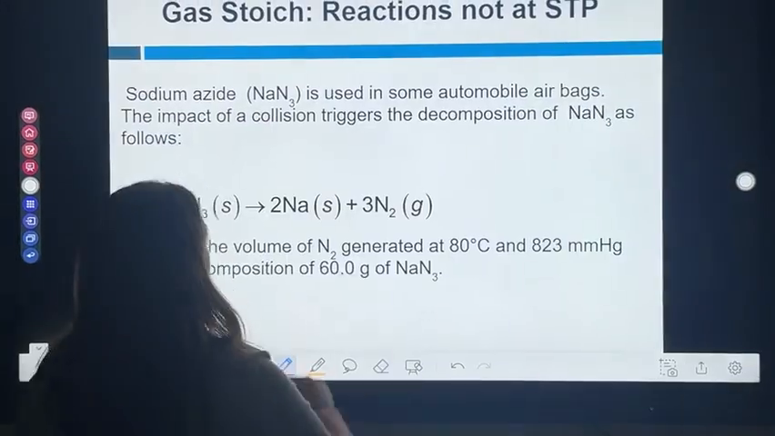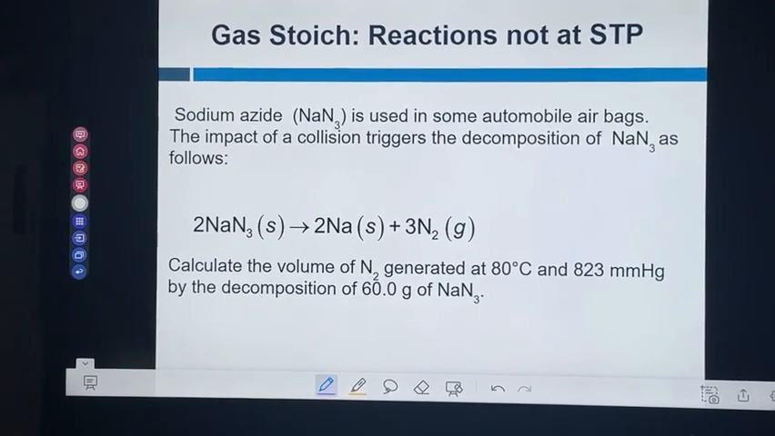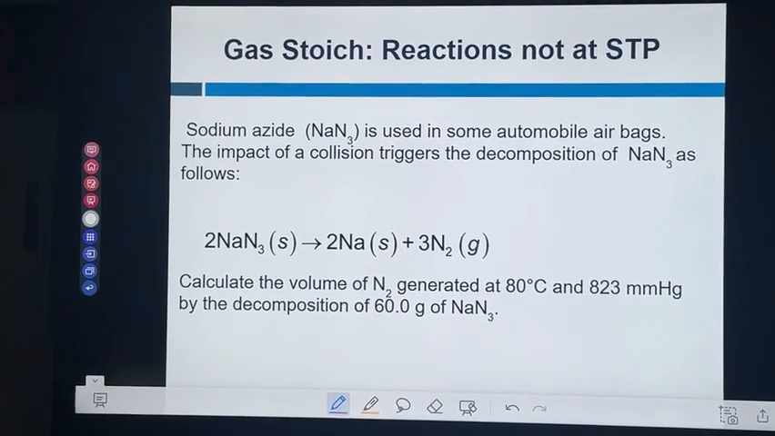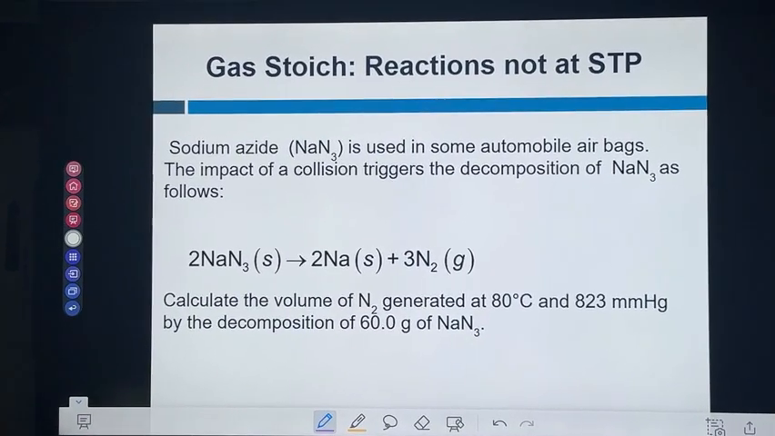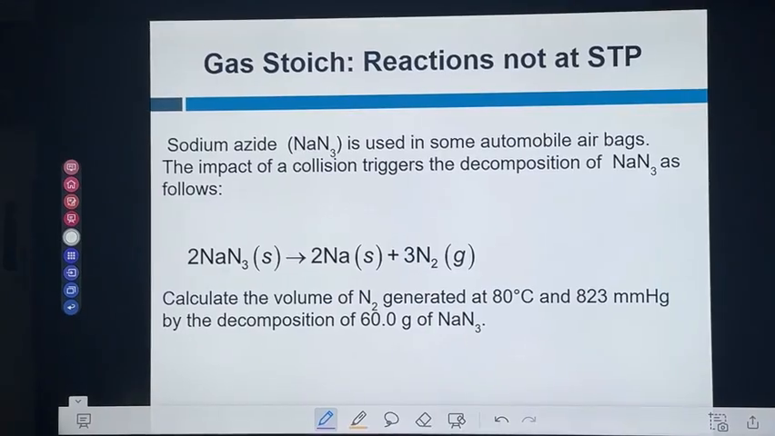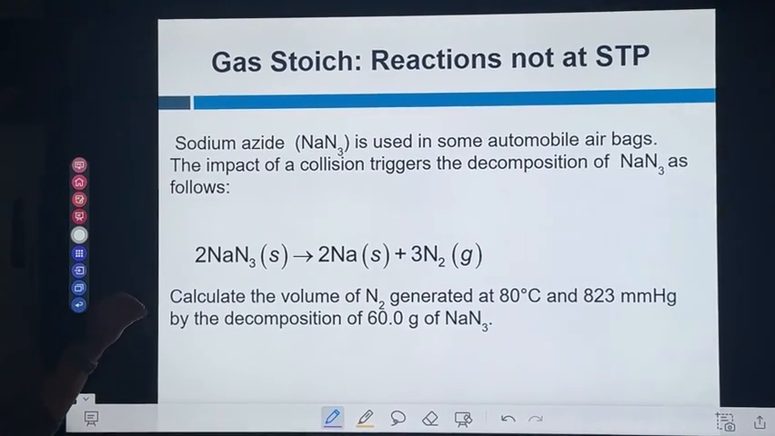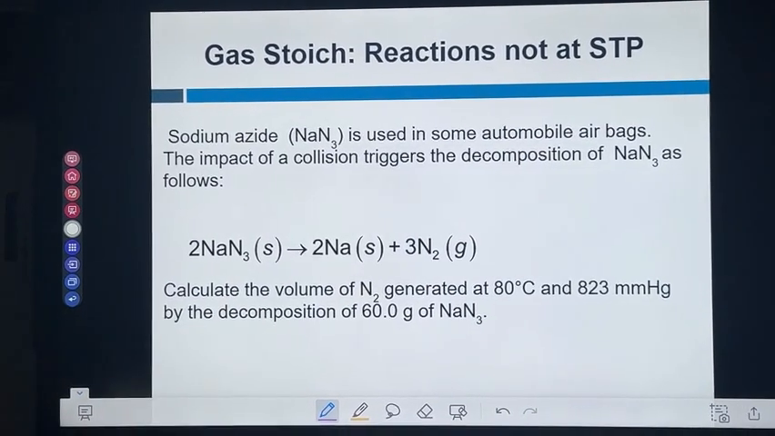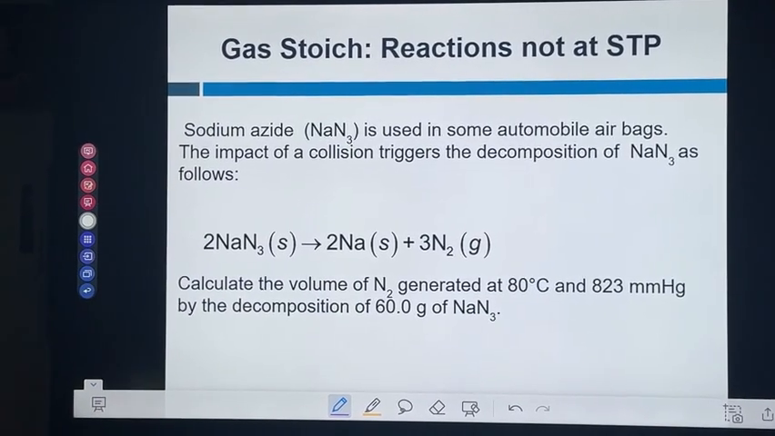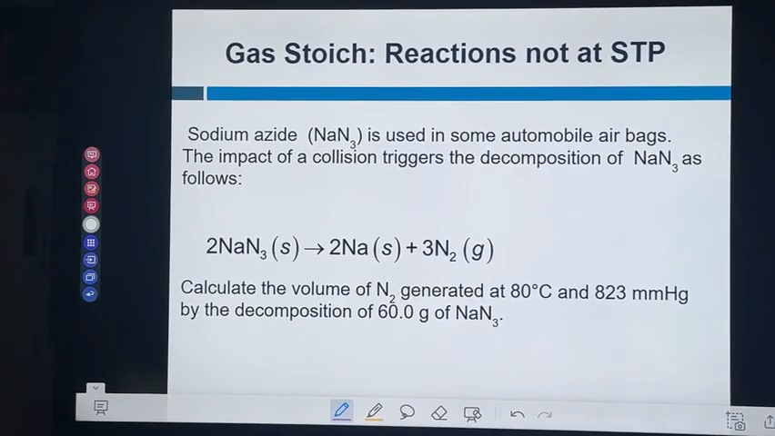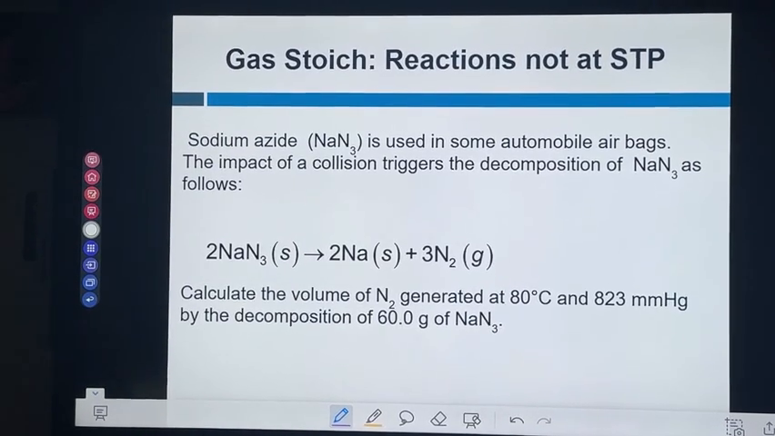All right, we can see here that sodium azide, NaN3, is used in some automobile airbags. The impact of a collision triggers the decomposition of NaN3 as follows. We have the equation here, it is balanced. We want to calculate the volume of N2 generated at 80 degrees Celsius and 823 millimeters of mercury by the decomposition of 60 grams of NaN3.